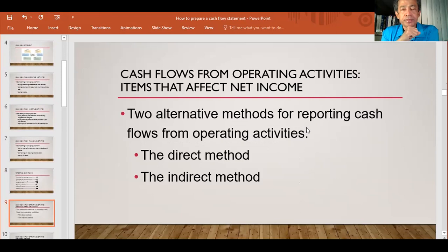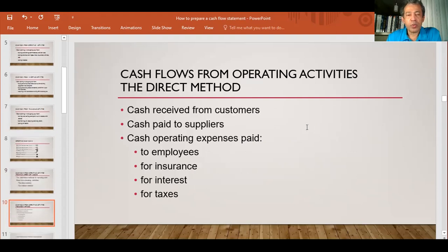Now we start with the cash flows from operating activities, the operating section. There are two alternative ways in which you can prepare the operating section. Remember, two ways. One is called the direct method, and the other one is called the indirect method. Under the direct method, we start with cash inflows first.